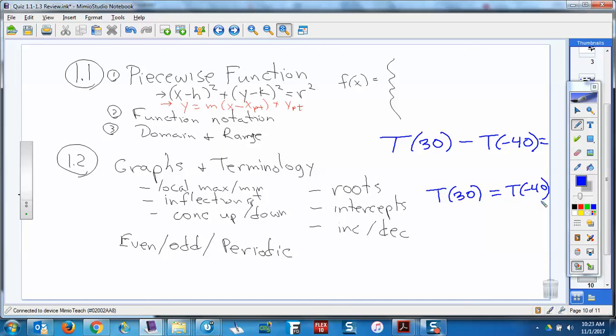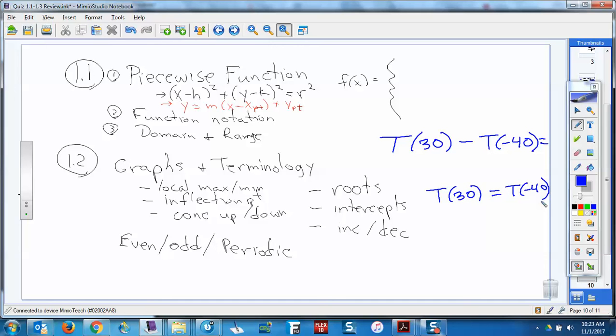0. Because what did we just say? They're the same. We don't know what they are, but they're the same. So we know t of 30 is equal to t of negative 40, so if you subtract them, you've got to get 0. Right? Does that make sense? That'd just be another way of asking that same question. But that was what we talked about with periodic.